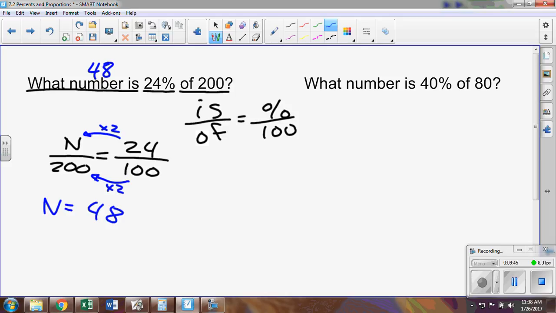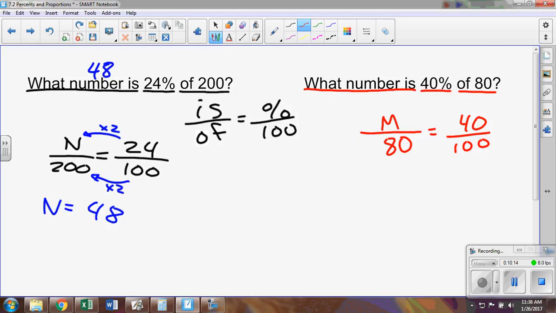Okay, looking over at the one on the right. What number is 40% of 80? Okay, so we would say, what number is 40% of 80. And this is another one where you see how we had to have 40 over 100.